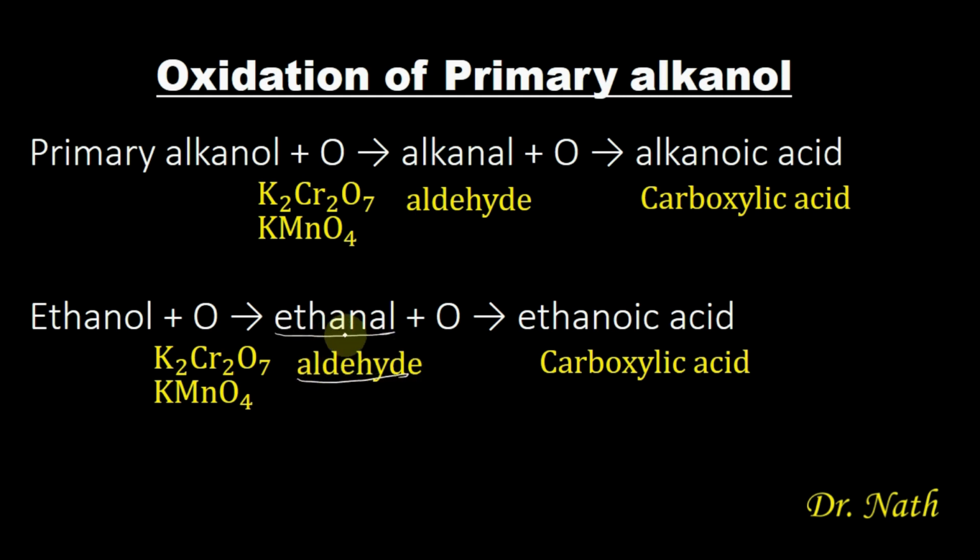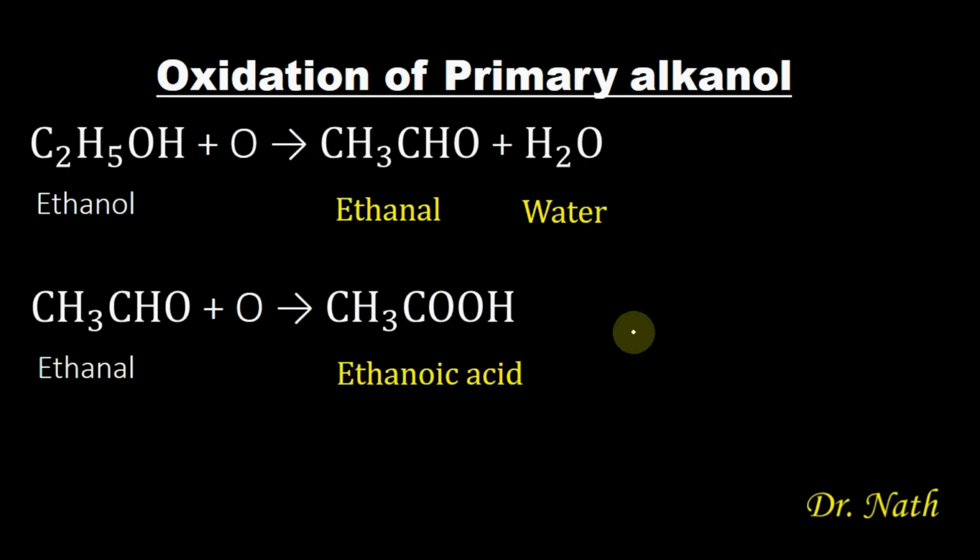And on further oxidation, this ethanol that is formed will eventually give us the ethanoic acid, which is a carboxylic acid. So the end product of the oxidation of primary alkanol will always result in the production of the alkanoic acid. So if it is ethanol, ethanoic acid will be produced. So this is the structural formula of the ethanol, a typical example of a primary alkanol.